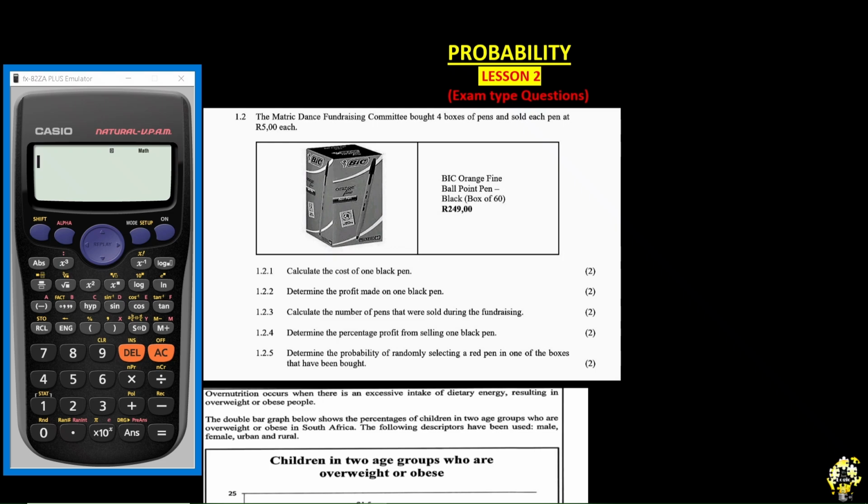Hi, welcome. In today's lesson, we'll be focusing on probability lesson number 2. This is the one that has to do with exam type questions. I have 5 extracts from previous question papers. So let's get to it.